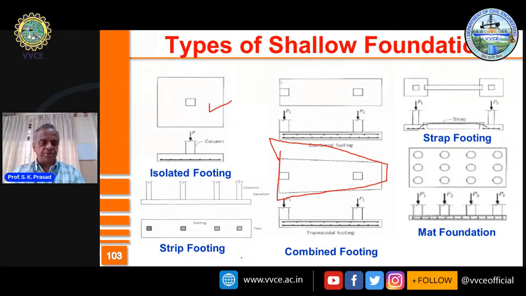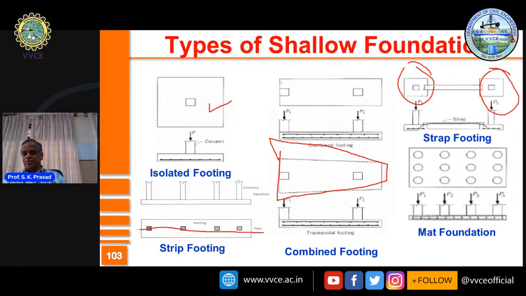Then you have strip footing. When you have a number of columns in one row being connected together by one single foundation, you call it a strip footing. Then you have strap foundation. What do you do here? You have one isolated footing here, you have another isolated footing here. You don't leave them like that, you connect them together by a rigid beam. So this is a strap footing. This beam is called a strap.